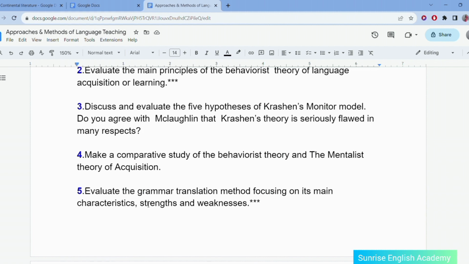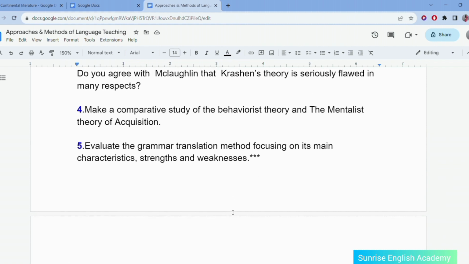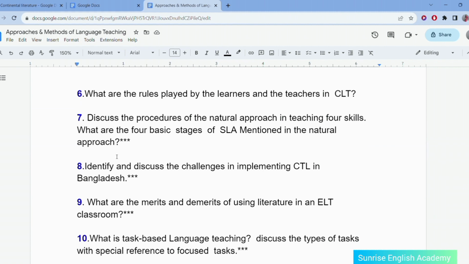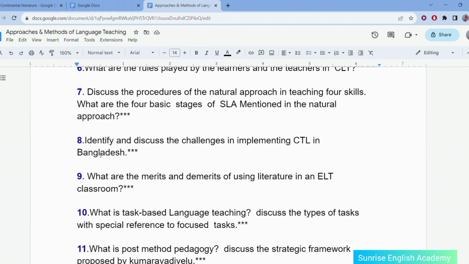5. Evaluate the grammar translation method focusing on its main characteristics, strengths, and weaknesses. 6. What are the roles played by the learners and the teachers in CLT? 7. Discuss the procedures of the natural approach in teaching 4 skills. What are the 4 basic stages of SLA mentioned in the natural approach?